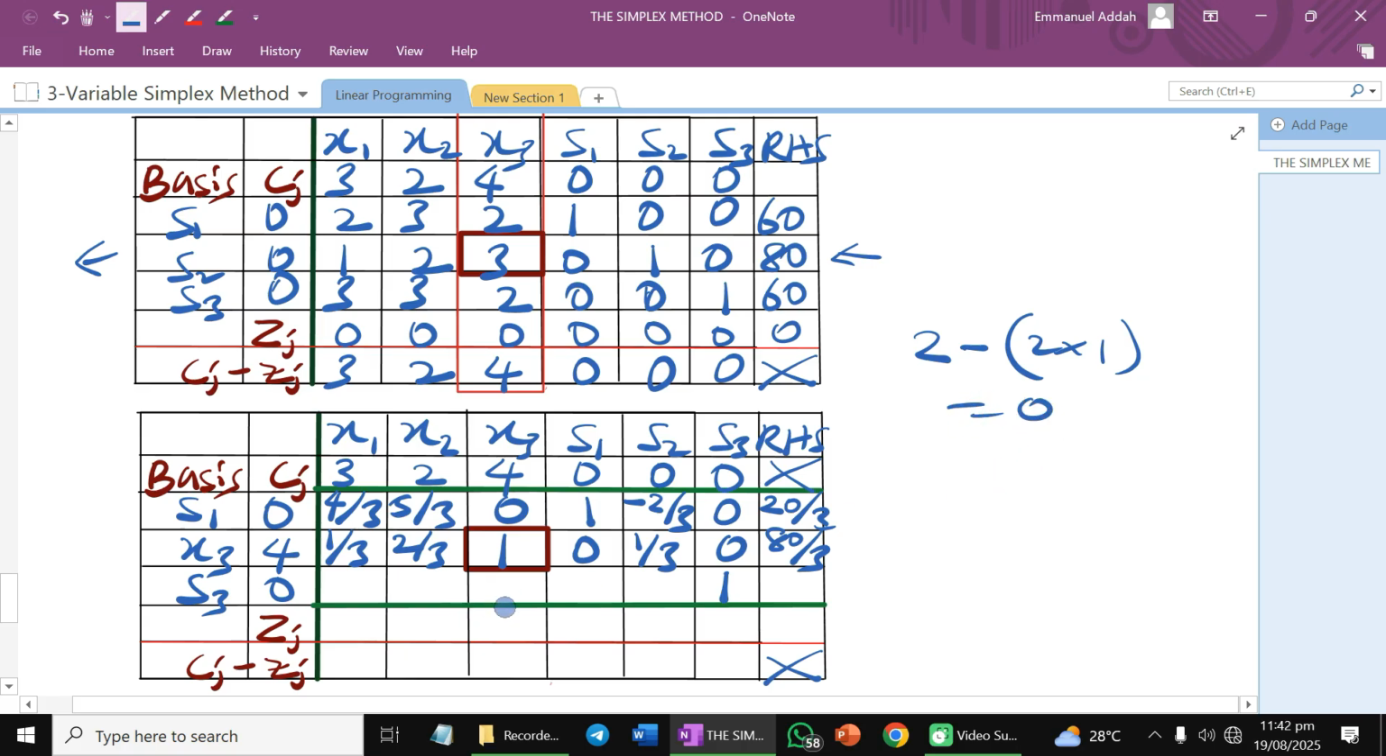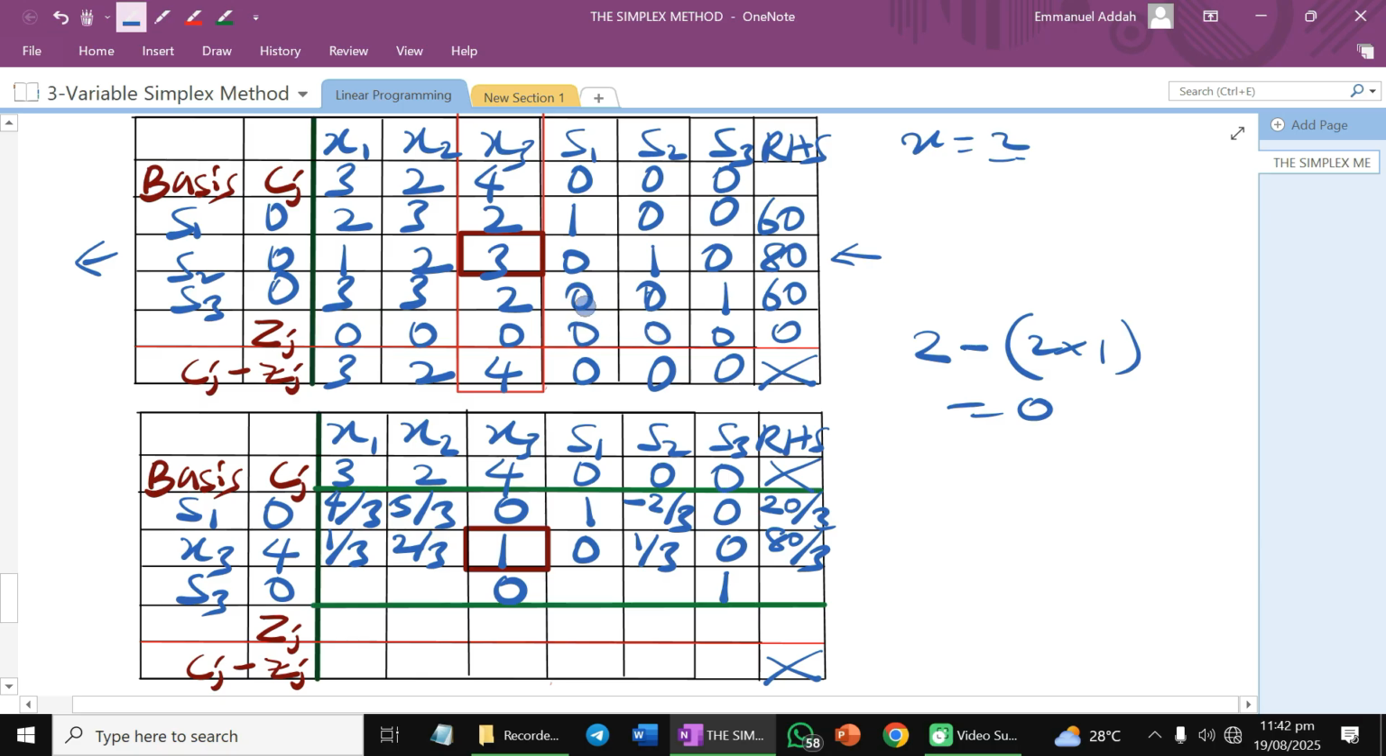For us to get 0 here, it means 2 minus 2 times 1, which will be 0. So put the 0 down there. Then you use that x, which in this case is equal to 2. You use the 2 to multiply all the values on this row and subtract them from the corresponding value on the old tableau.